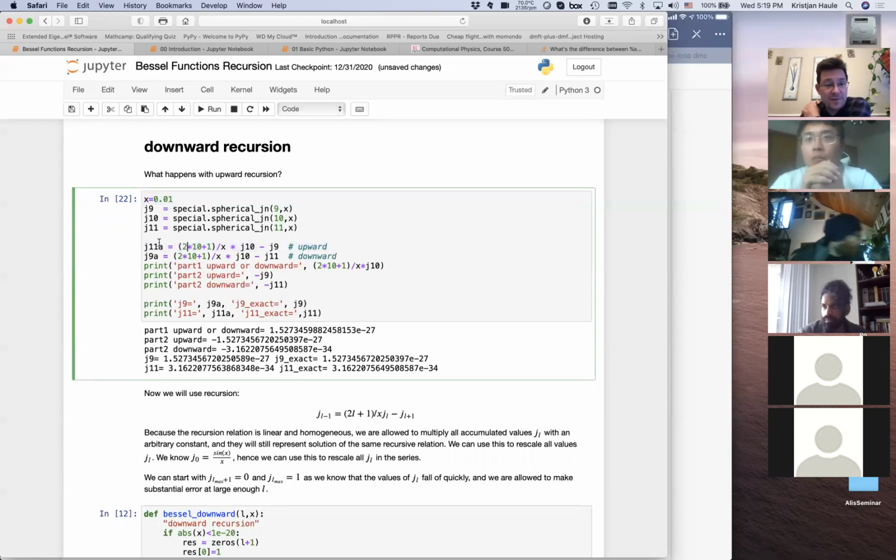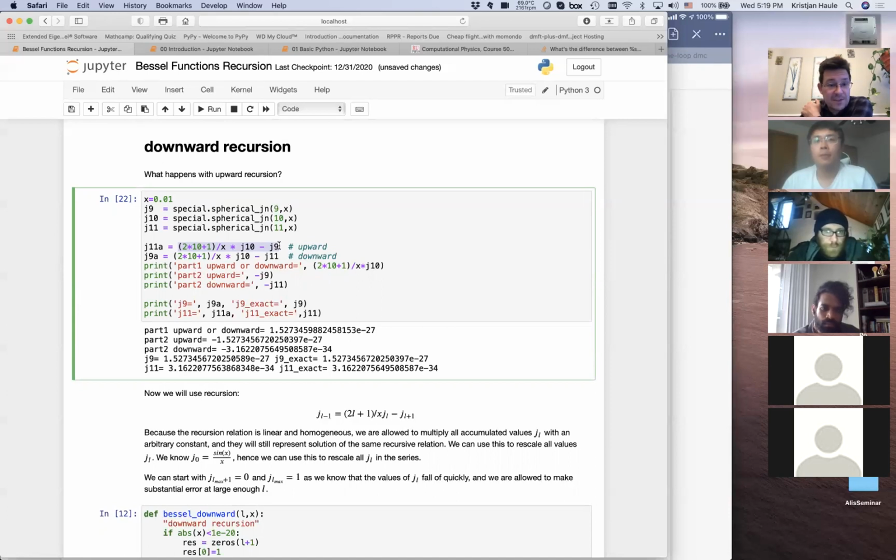What do we do when we do the upward recursion? We calculate J11 from J10 and J9. The way we calculate is this: 2 times 10 plus 1 divided by X times J10, minus J9. That's what we do for upward recursion. Now, why does this work so badly? What's the fundamental problem? The fundamental problem, as we discussed last time, is that we subtract two numbers which are almost identical.